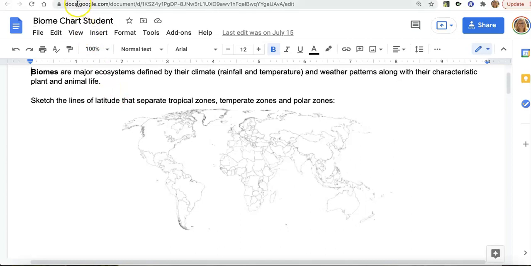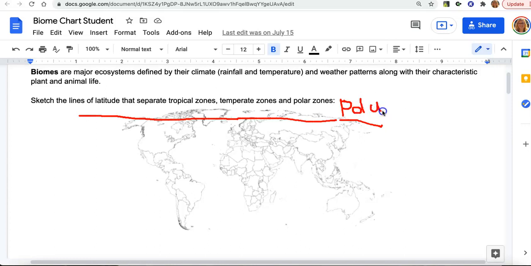So I'm going to show you a picture of some lines, and you're going to, on your paper, draw a line across like this. And you'll be able to label. So above here is a polar zone. So you would label polar. And then you're going to label a temperate zone, a tropical zone, another temperate zone, and another polar zone. So let's take a look at how to do that.